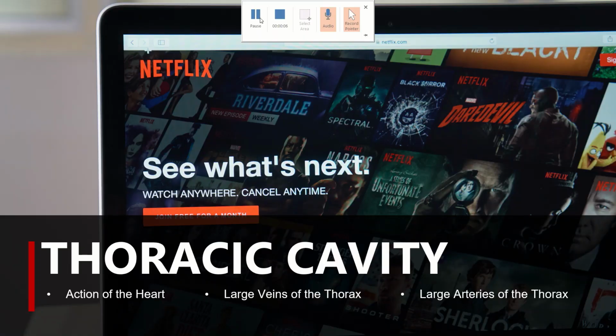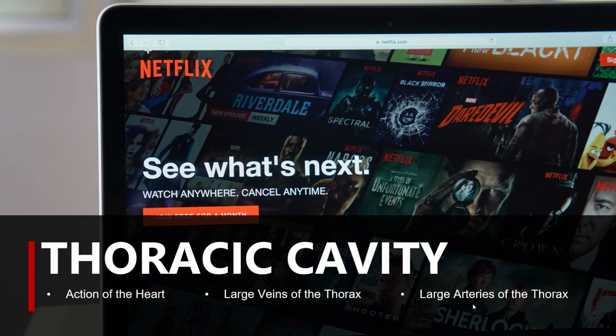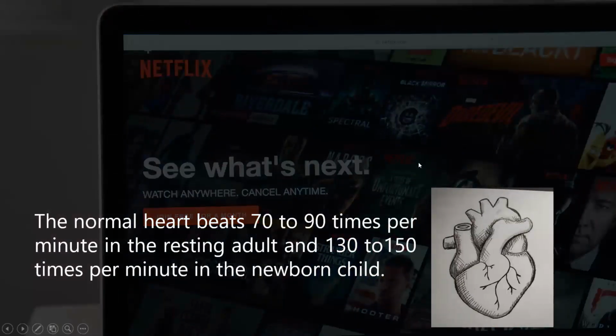Going to discuss the thoracic cavity. So I have three contents here: action of the heart, large veins of the thorax, and large arteries of the thorax. So this is a quick fun fact. The normal heart beats 70 to 90 times per minute in a resting adult, while in a newborn child, a normal heart beats around 130 to 150.